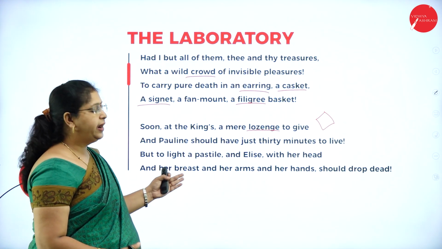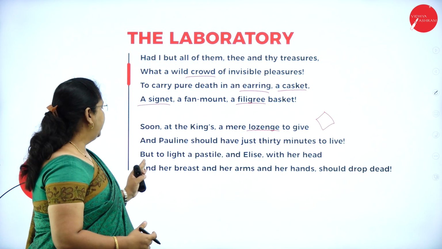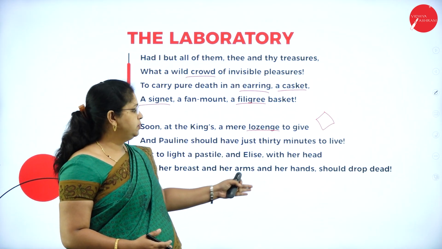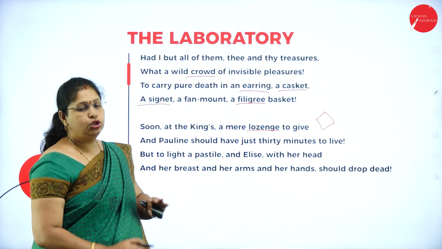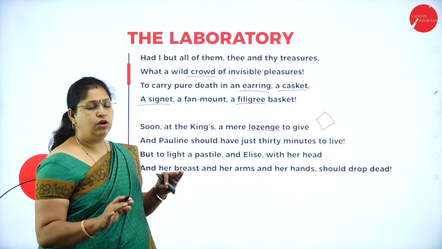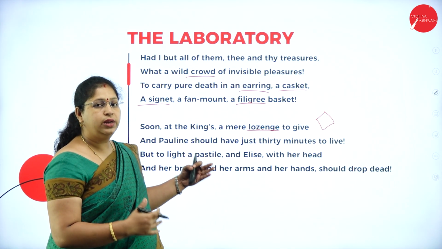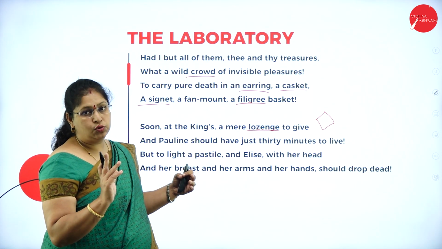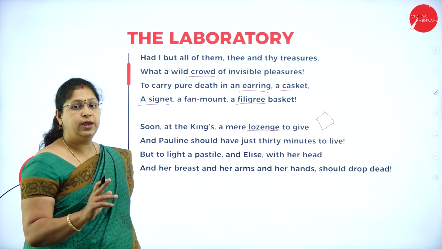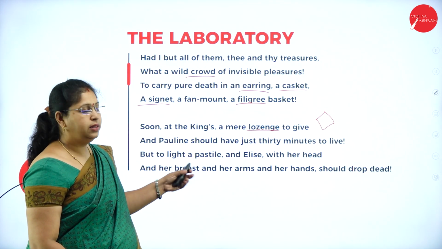Okay. So after that, how does she want her to die? With her head, her breast, her arms, her hands, everything should drop dead. So she should not give any sign of suffering here, or nobody will know what is happening. Nobody could treat her before she dies. In that way she has to die, means the death has to be instant. Okay. So this is the wish of the woman here.